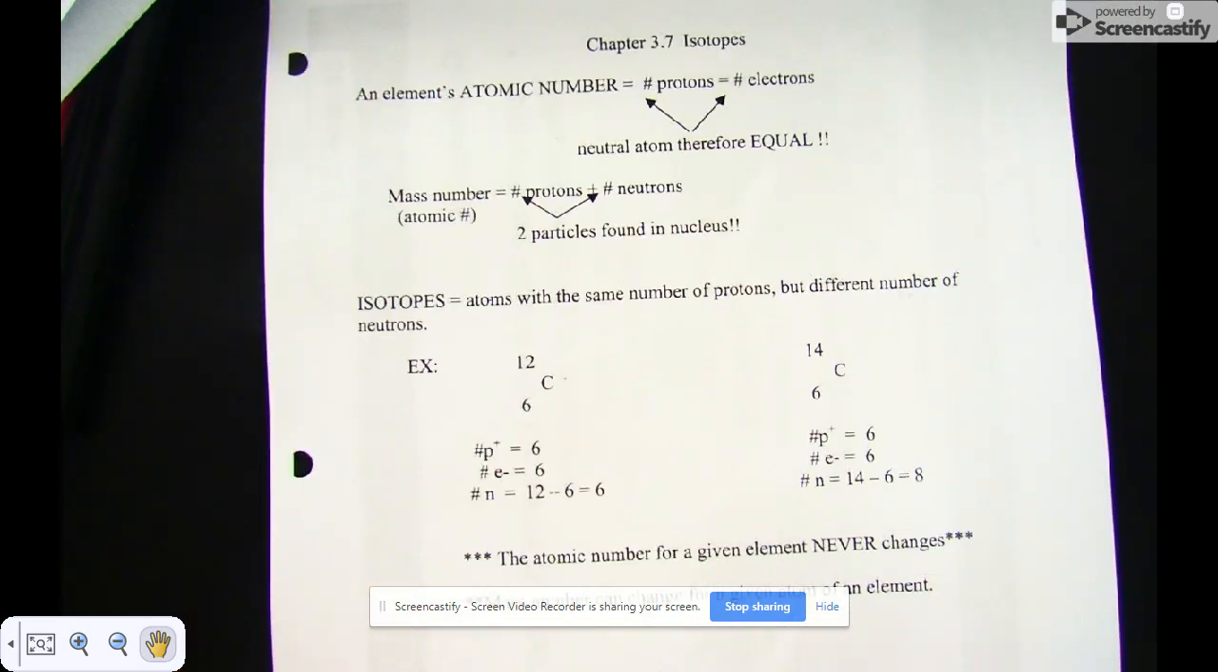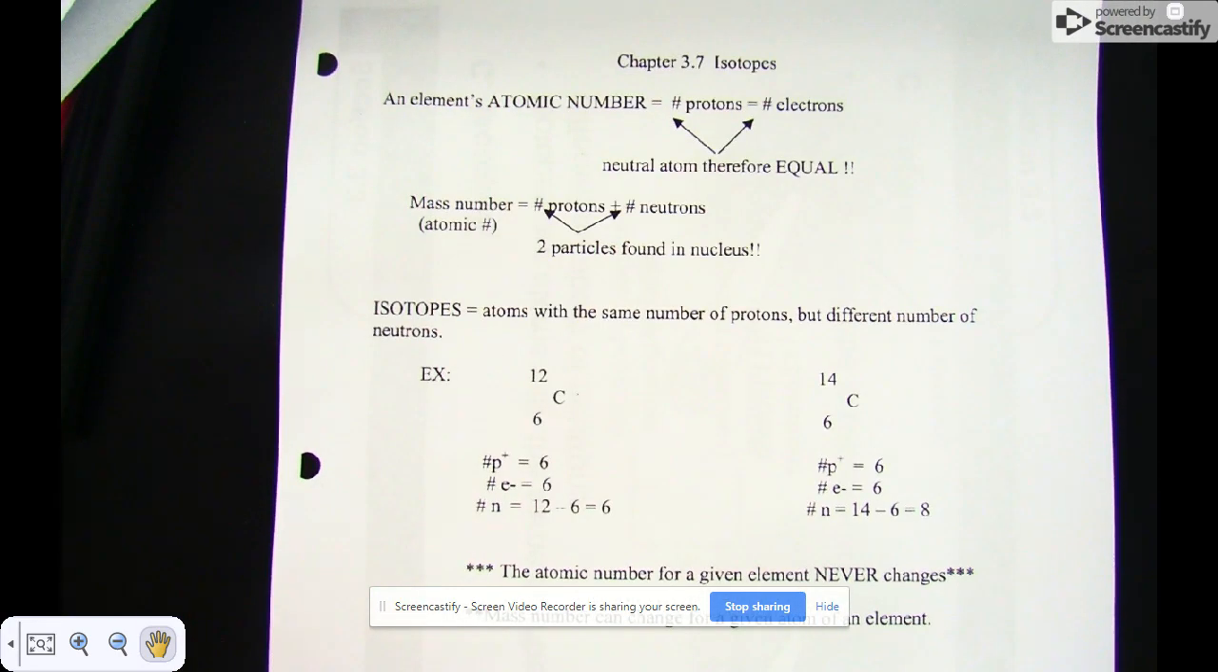All right, I'm going to separate this into 2 separate videos. So this is the continuation of those notes on isotopes. I will start a separate video that goes over these though.